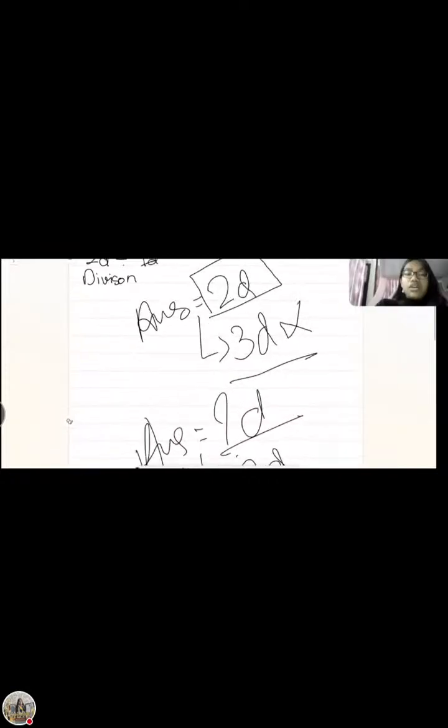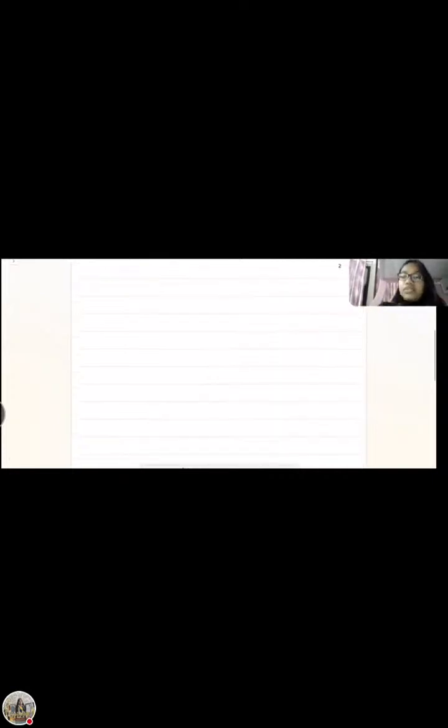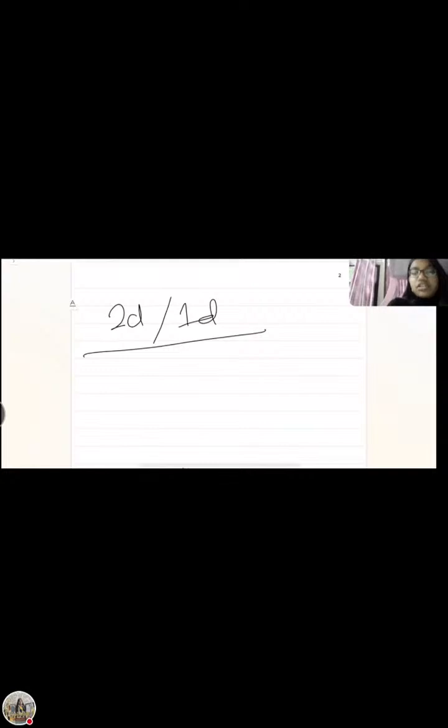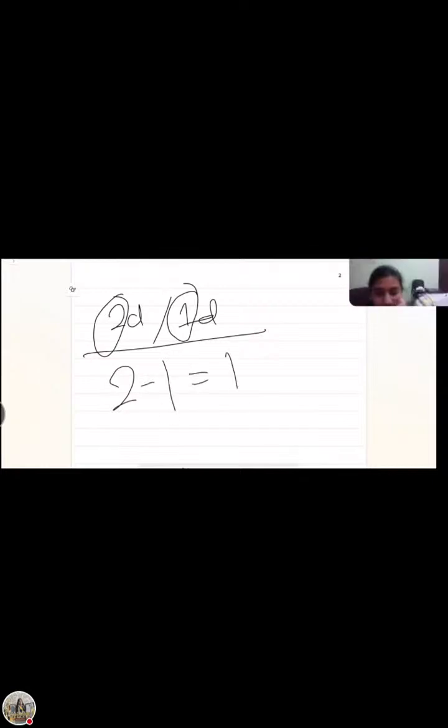Okay, so now let's start with the original steps. Now, in 2 digits divided by 1 digit, how many digits are there? Here 2, here 1. So 2 minus 1 is 1. One. Answer should come in one digit. Okay?